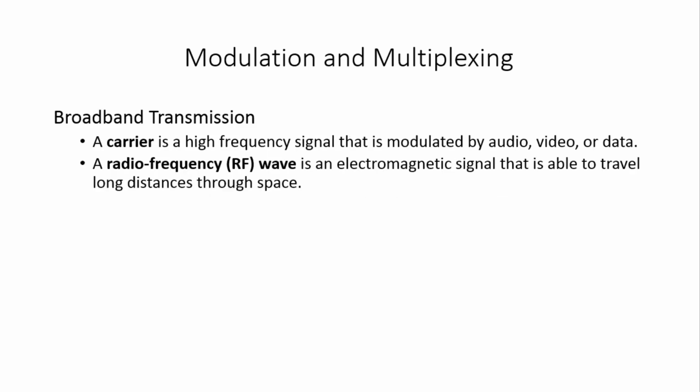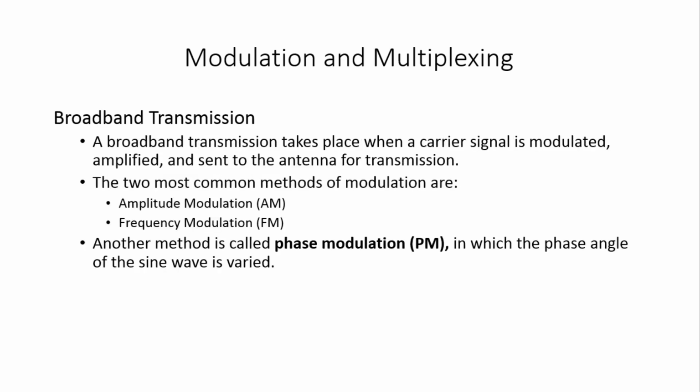Broadband transmission. A carrier is a high frequency signal that is modulated by audio, video or data. A radio frequency, RF, wave is an electromagnetic signal that is able to travel long distances through space. A broadband transmission takes place when a carrier signal is modulated, amplified and sent to an antenna for transmission.